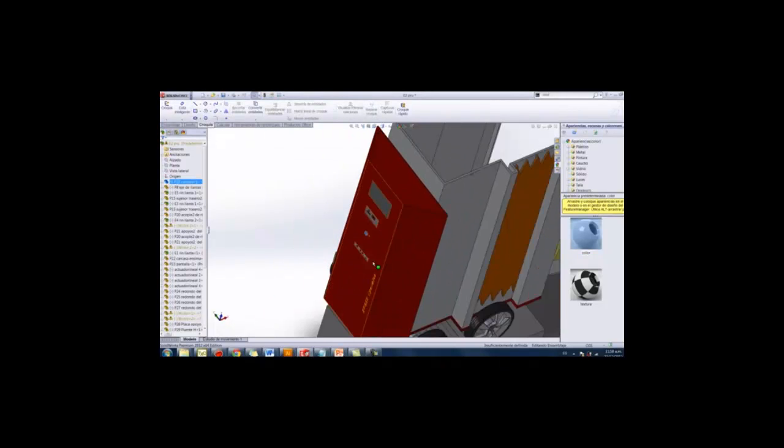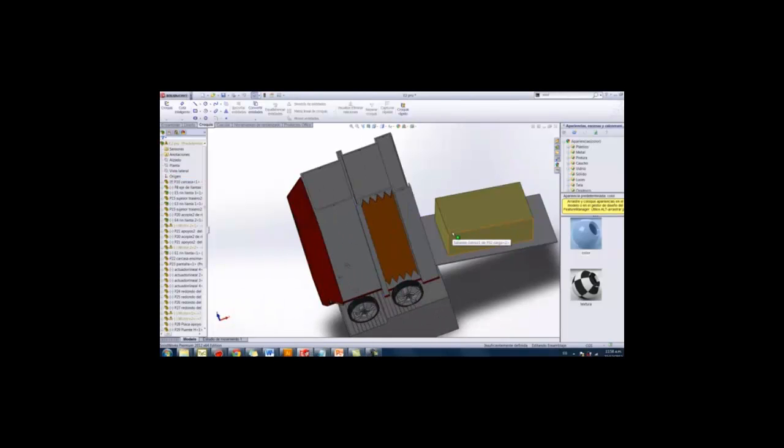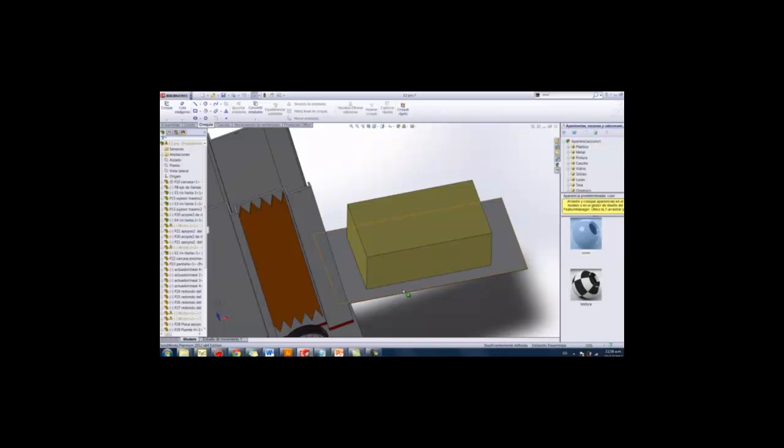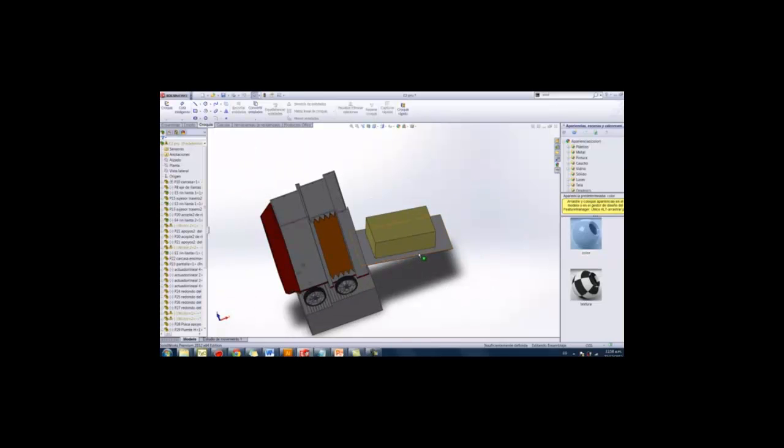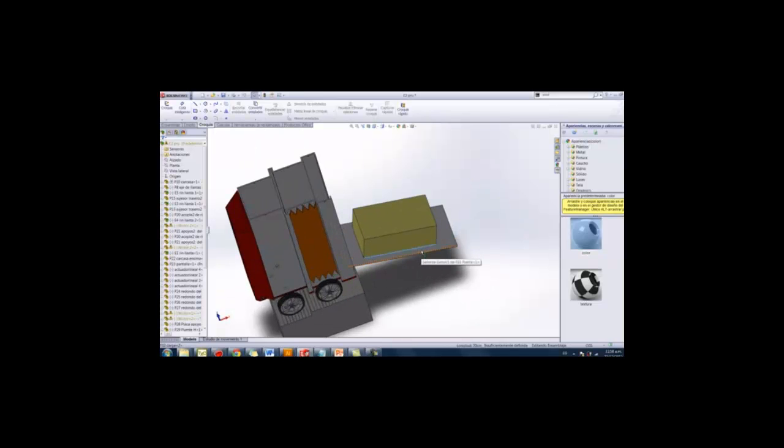To manipulate the load, a cover will be used that goes up or down and allows us to introduce the load into the robot, now shown in the CAD model.